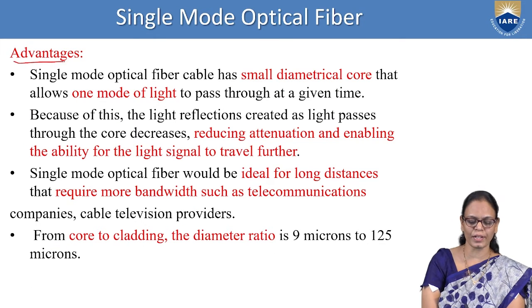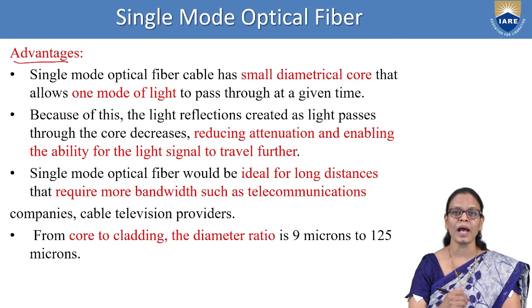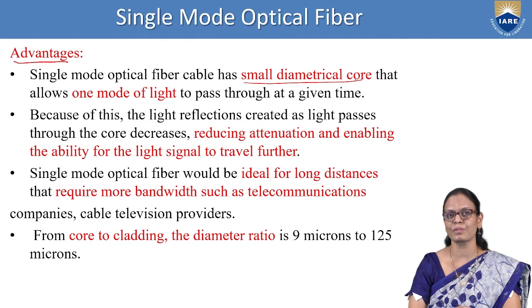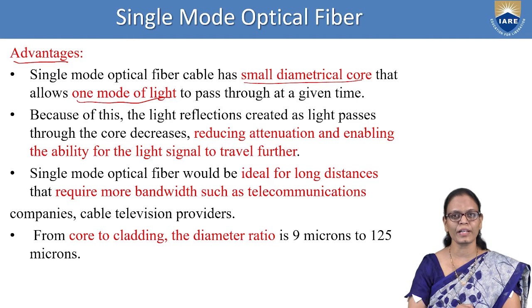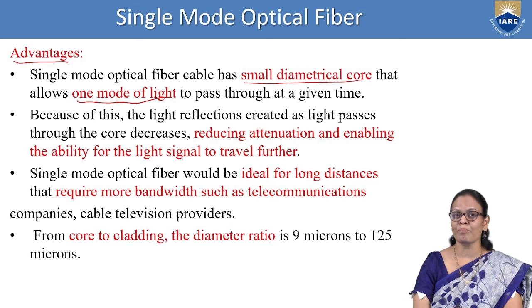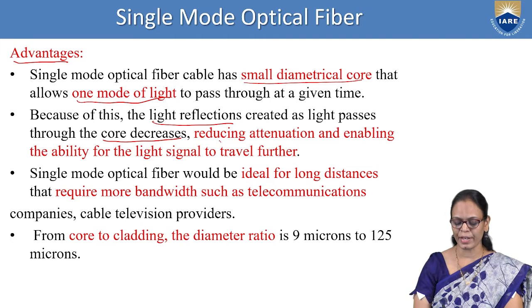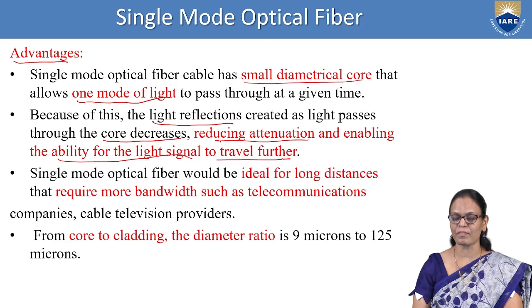Now coming to the advantages. After the characteristics, how we are going to make use of it, how it is going to become an advantage for us. So single mode fiber has a small diametrical core that allows only one mode of light to pass through it at a given time. Then because of this, what happens? The light reflections created as the light passes through it decreases, reducing the attenuation and enabling the light signal to travel farther. So this we have already discussed.